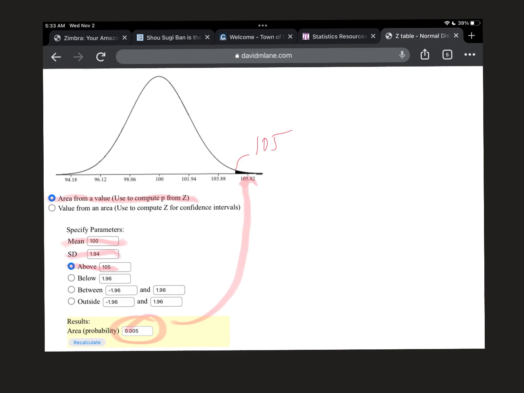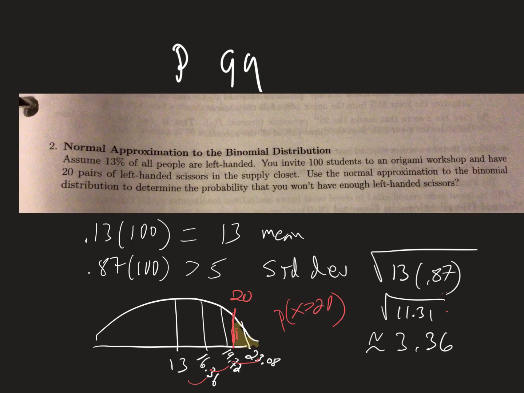Okay, now we're into a categorical variable. We've got 13% of people who are left-handed. You invite 100 people to attend the workshop, and you have 20 pairs of left-handed scissors. Am I going to have enough? I expect more than 20 left-handed people to show up.